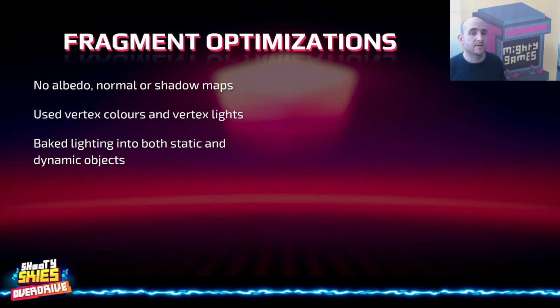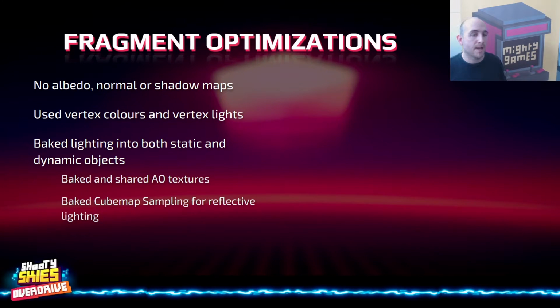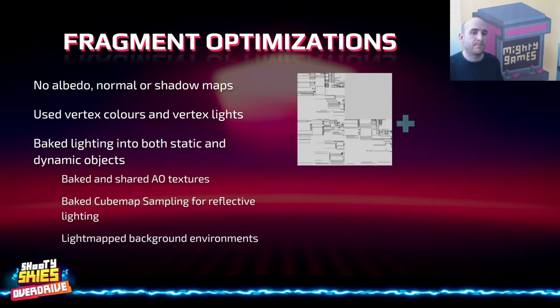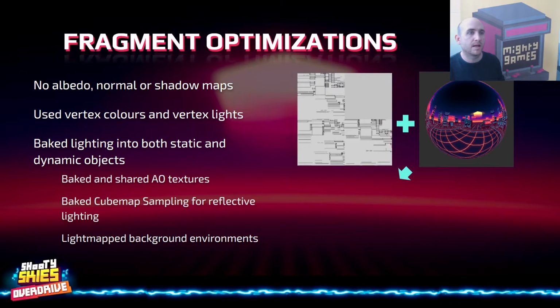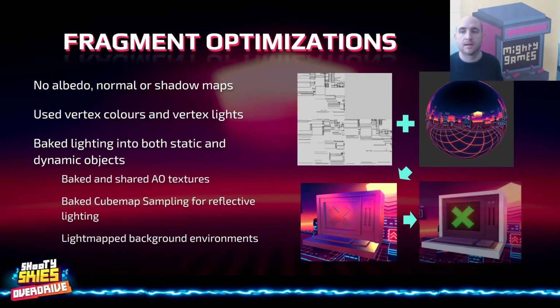We used vertex colors baked into our model data in our modeling program, and we use vertex lights throughout the game for any sort of dynamic lighting. We also bake lighting into static objects and dynamic objects. So for our dynamic objects, we baked and shared occlusion textures to give them a bit more depth and fidelity. And we also used baked cube maps for sampling for reflective lighting on our dynamic assets. And we light mapped our background environments so that we can get as much value out of our lighting there, as well as far more fidelity in our lighting and shadows in our baked environment.